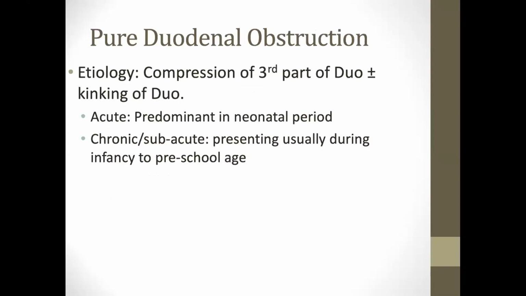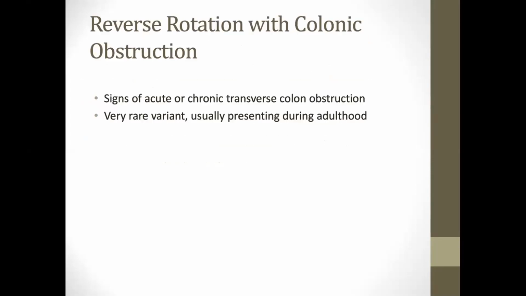Pure duodenal obstruction without volvulus is due to compression of the third part of the duodenum, plus or minus kinking of the duodenum. The presentation may be acute in the neonatal period or chronic, subacute, usually during infancy to preschool age. This compression of the third part of the duodenum happens because of kinking of the duodenum and possibly Ladd's band. Reverse rotation with colonic obstruction: there are signs of acute or chronic transverse colon obstruction. It is a very rare variant, usually presenting during adulthood.